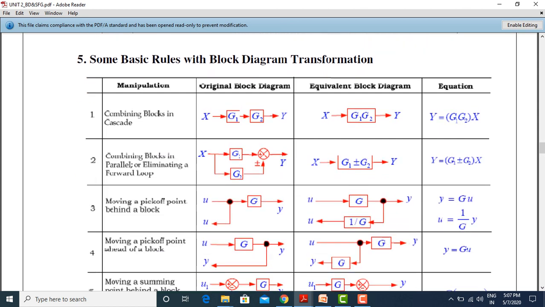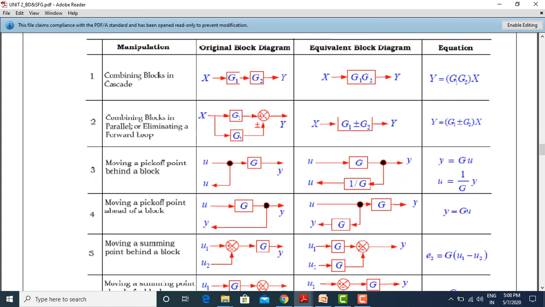So, some basic rules with the block diagram transformation. We have to remember this chart also. First is combining blocks in cascade or series. G1 and G2 are in series, X and Y are the inputs, so just make this G1, G2. Combining blocks in parallel: if G1, G2 are represented by the forward loops, we can make G1 plus or minus G2.